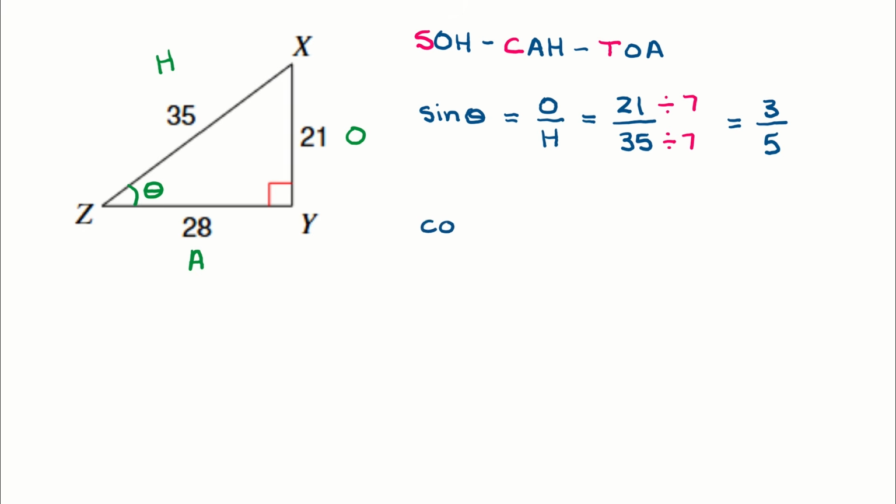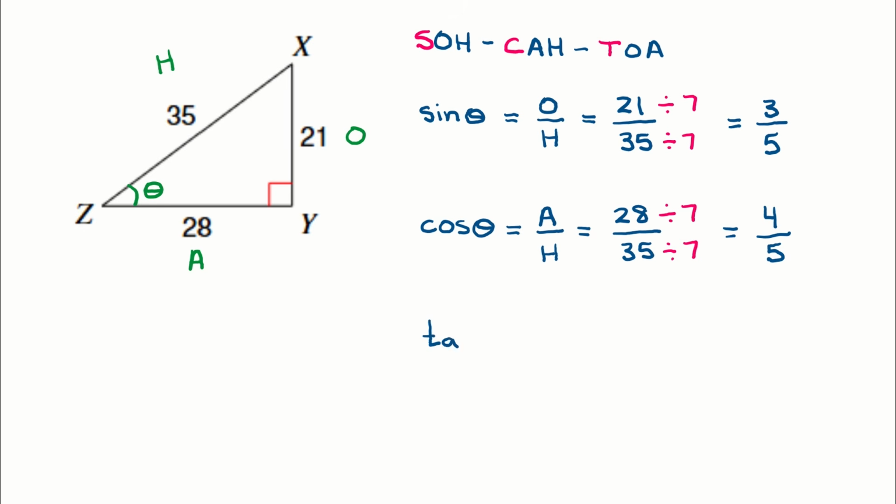Then we can move on to cos. Cos of our reference angle is equal to adjacent divided by hypotenuse. Our adjacent side is 28. Our hypotenuse again is 35. Now once again, these are both divisible by 7. 28 divided by 7 is equal to 4. 35 divided by 7 is equal to 5.